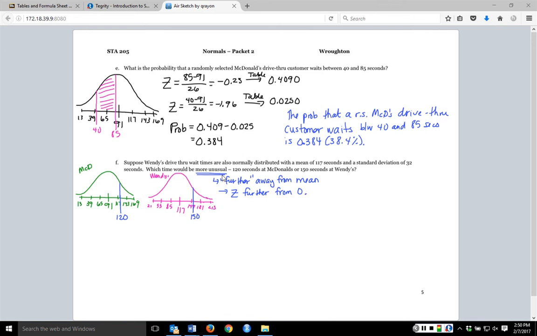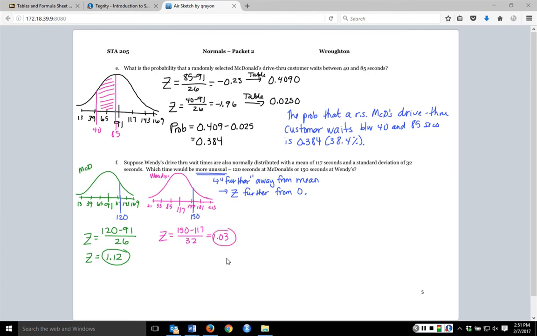So let's find the z for our McDonald's time. So we're going to take 120 minus its mean divided by its standard deviation, and we get 1.12. Let's do the same thing for our Wendy's time, but using, of course, its mean and its standard deviation. And so I can do that. And this is actually all I need to look at to answer my question. I don't need to go to the table at all.